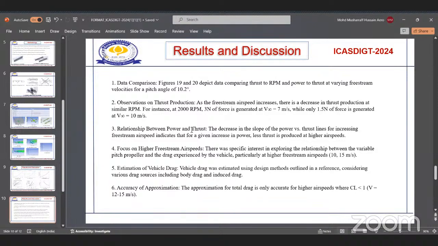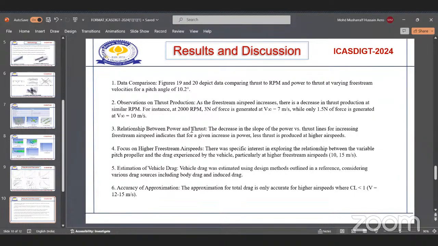Results and discussion. For data comparison, figure number 19 and figure number 20 depict data comparing thrust to RPM and power to thrust, varying free stream velocity, for a pitch angle of 10 degrees. Observation of thrust reduction: as the free stream airspeed increases, there is a decrease in thrust at similar RPM. For instance, at 2000 RPM, 3 Newtons of force is generated at an inlet velocity of 7 meters per second, while only 1.5 Newtons of force is generated at an inlet velocity of 10 meters per second.